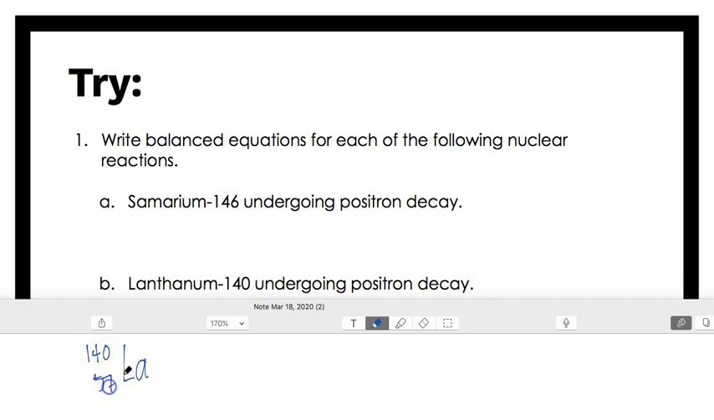57 is its atomic number. It's undergoing positron decay, so you have a positively charged particle, which weighs nothing. And you're going to have one less proton, so 56, and the same mass. According to the definition, you have lost a proton and you have a new particle that weighs less, and 56 would be barium. Okay, so it will be barium.